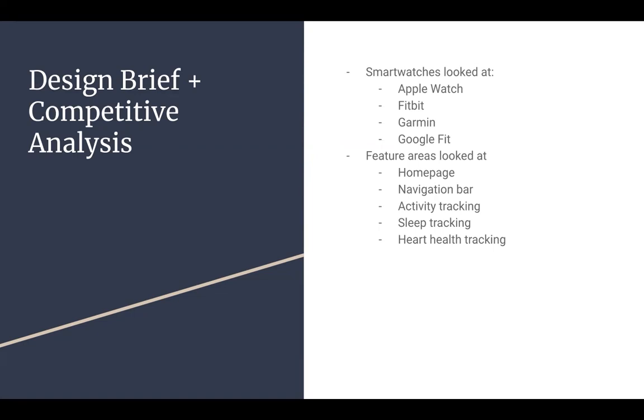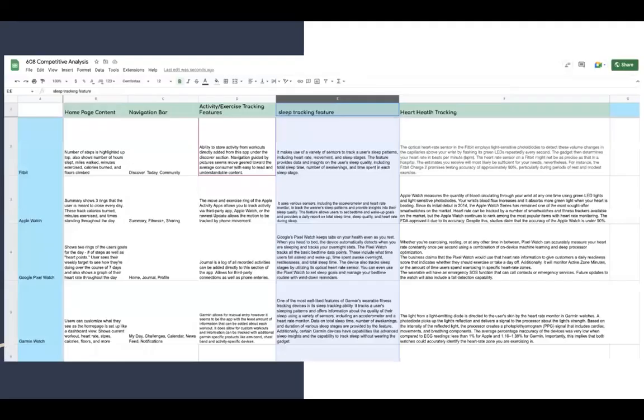We looked at 5 different main feature groups like homepage, the navigation bar, activity and exercise tracking features, as well as their sleep tracking features and heart health tracking features. Here you can see a screenshot of our competitive analysis. This analysis helped us get a better understanding of how the app worked, as well as how its components were laid out in its UI. This set a baseline for the next step of our research project, which was user interviewing and surveying.